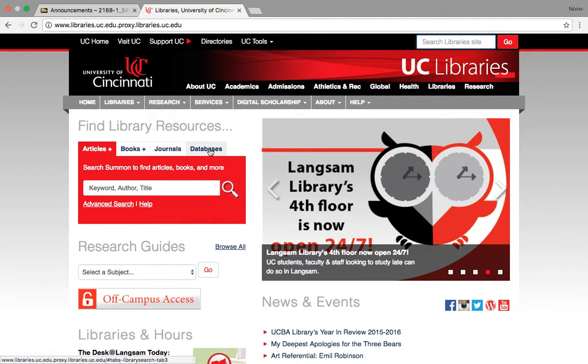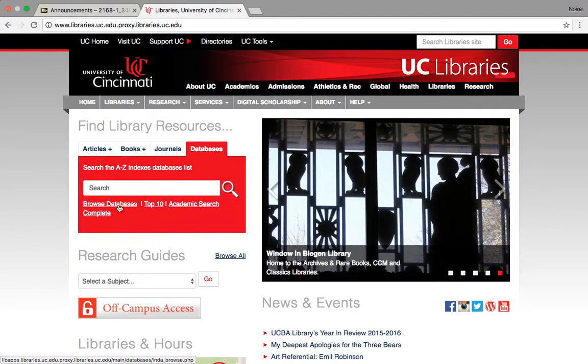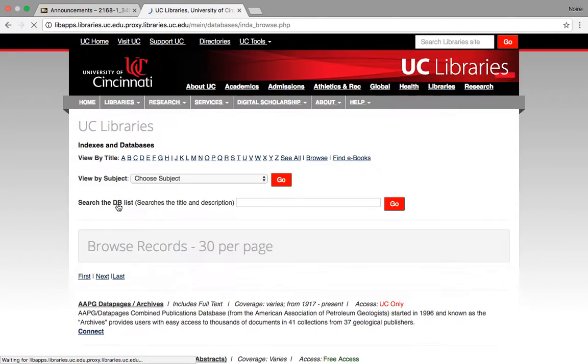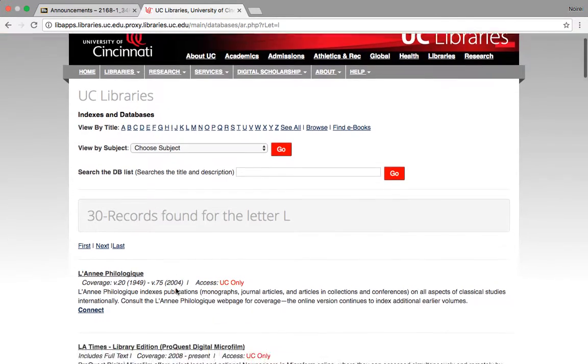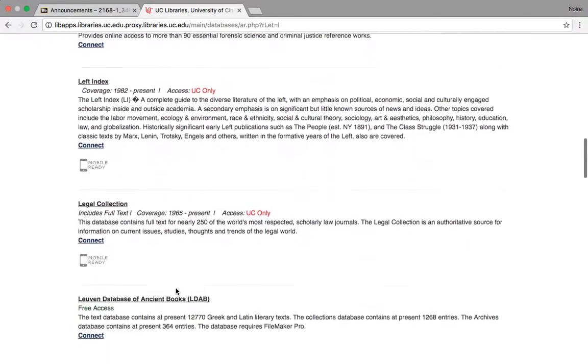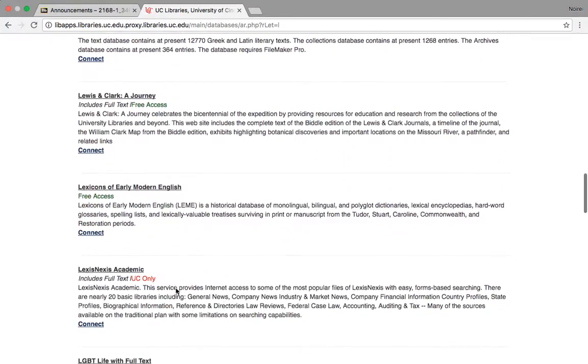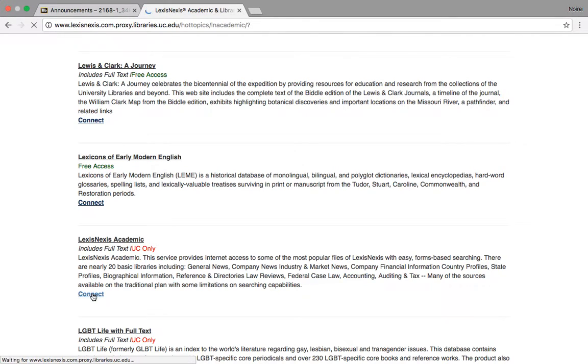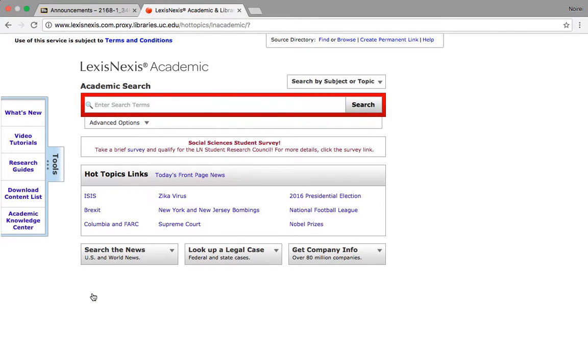We're going to click on Databases. We're going to browse our databases. Go to L for LexisNexis Academic, and we'll scroll down until we find it. Now, if you're on campus, you can skip that step because it'll automatically provide you with access to LexisNexis Academic. But like I said, since I'm off campus, those are the steps that I had to follow.